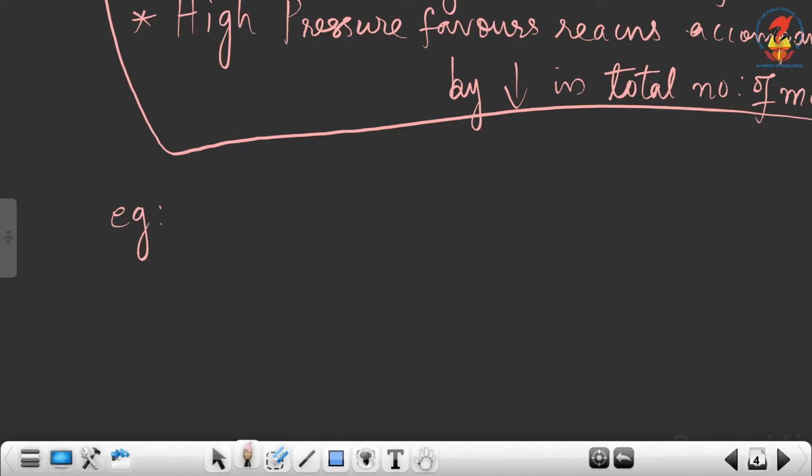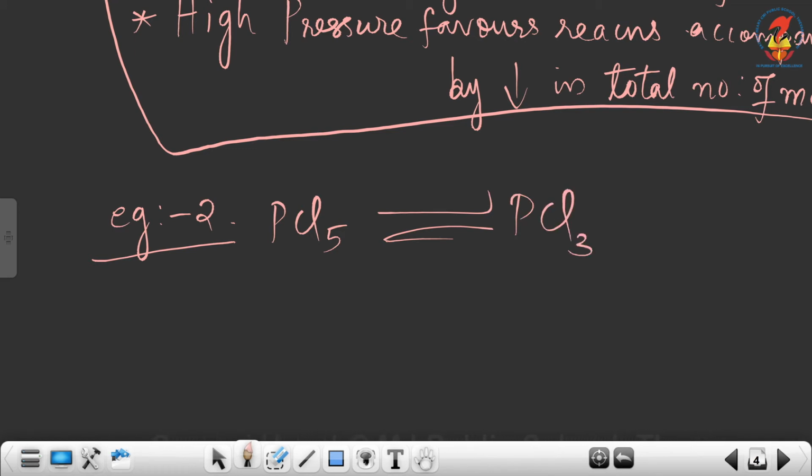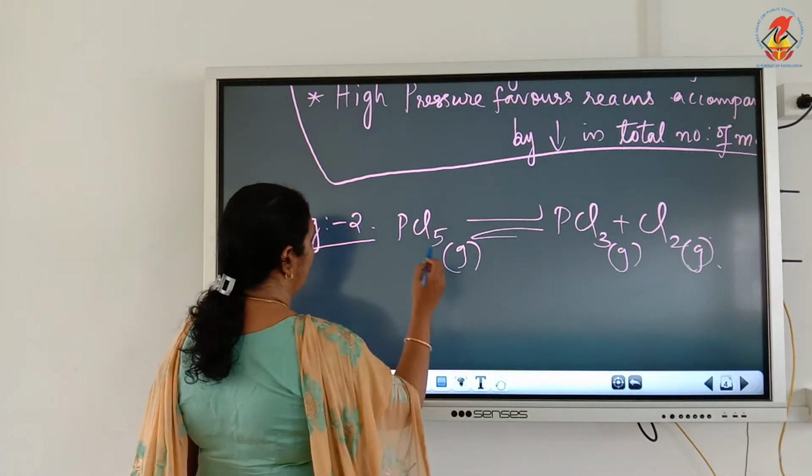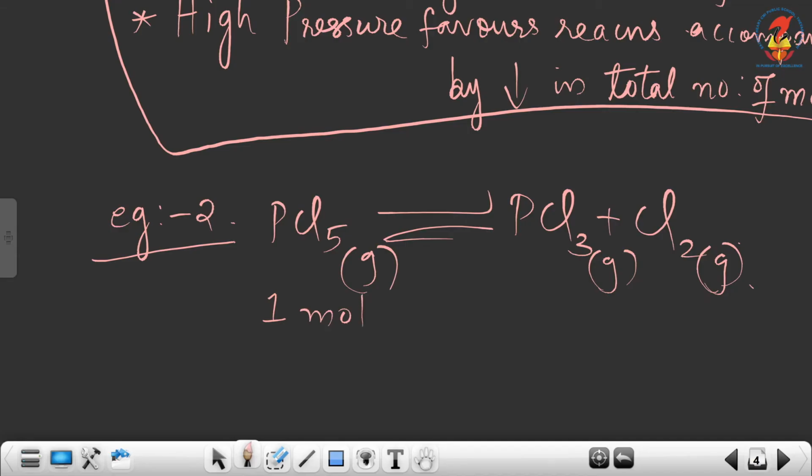Example 2. PCl5 in equilibrium with PCl3 plus chlorine, all in gaseous state. Now in this case, first let's write the total number of moles. Here for the reactant we have only 1 mole and for the product we have 1 plus 1, total 2 moles.